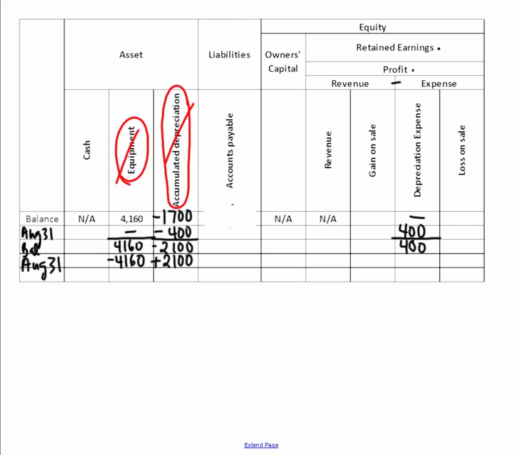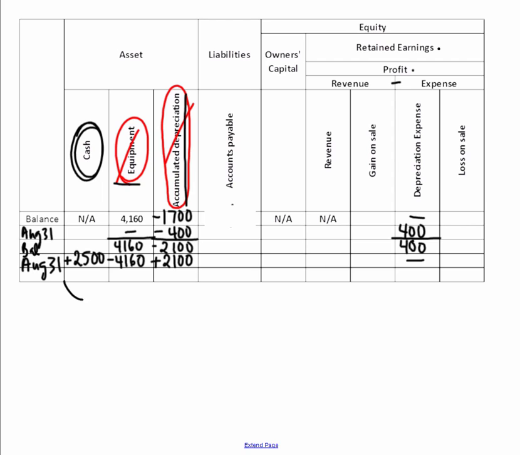Do I do any entry to depreciation expense? I don't touch the depreciation expense at all. What am I missing? What did we get? What did we give away? We gave away the equipment. We got rid of the accumulated depreciation. What did I get? I got cash of $2,500. Does this all make sense?